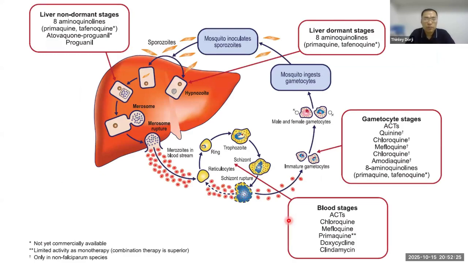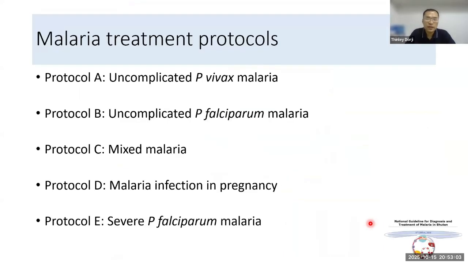Globally, there are many antimalarial agents available that target the dormant and non-dormant liver stages, the gametocytes and the blood stages. But in Bhutan, in our guideline, we have simplified it. For treatment of malaria, the national guideline recommends 5 protocols. Protocol A for uncomplicated vivax, Protocol B for uncomplicated falciparum, Protocol C for mixed malaria where there's a mixed infection of vivax and falciparum, Protocol D for malaria in pregnancy, and E for those with severe falciparum malaria.